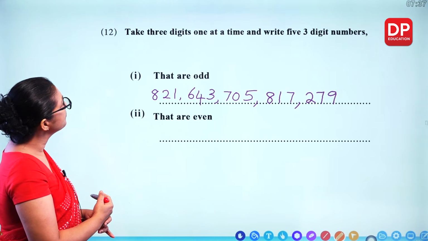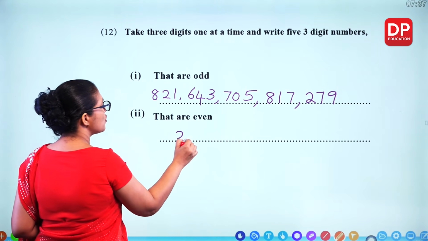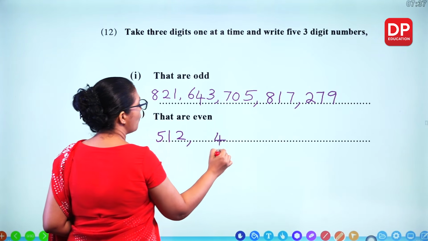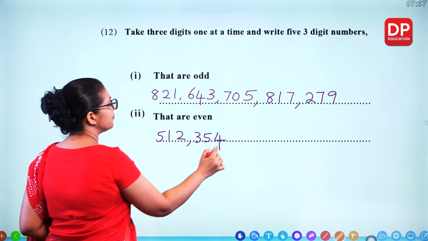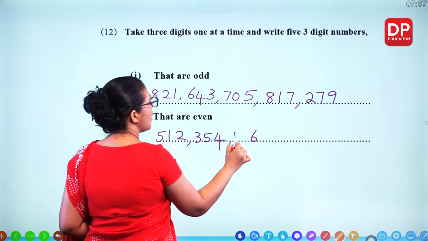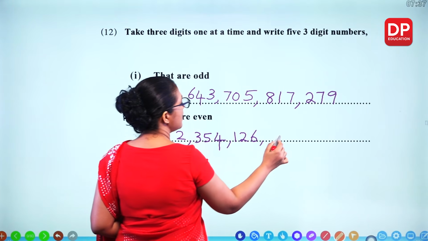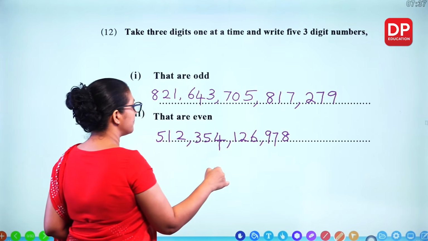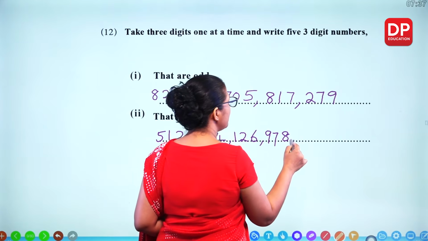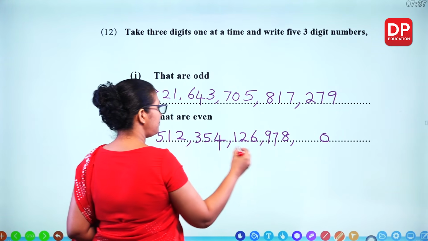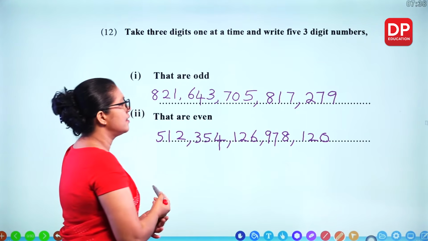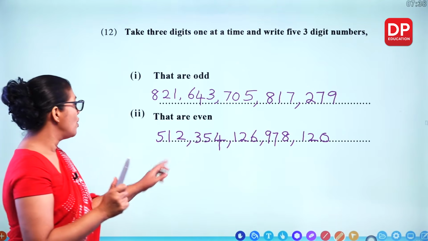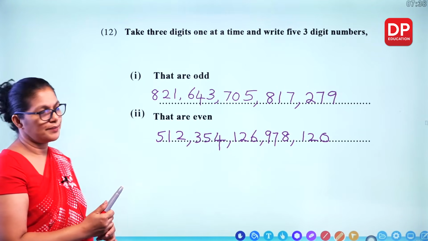Even numbers, you can start with 2. Last digit 2, 512. Last digit 4, 354. Last digit 6, 126. Last digit 8, 978. Another one, last digit is 0, 120. So you can think of any number, but the only thing you have to consider is the last digit.